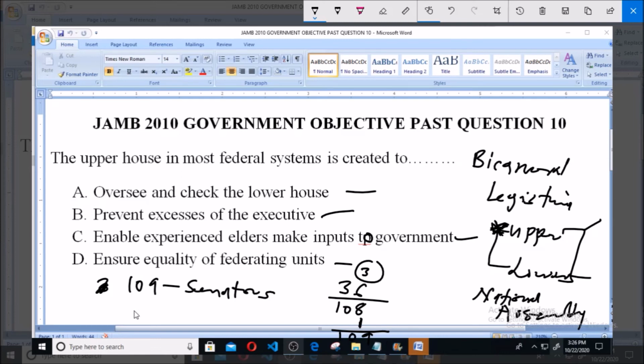where we have 360 House of Reps and there is no equality or calculation for this. But this House of Reps is based on the population or the land mass that a particular state covers. But for that of the upper house, the essence is to ensure equality of federating units. So option D is correct.